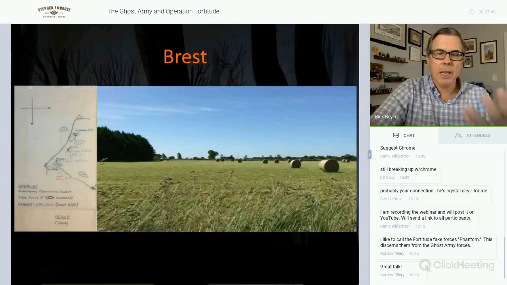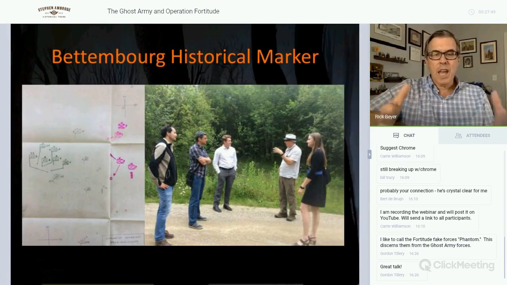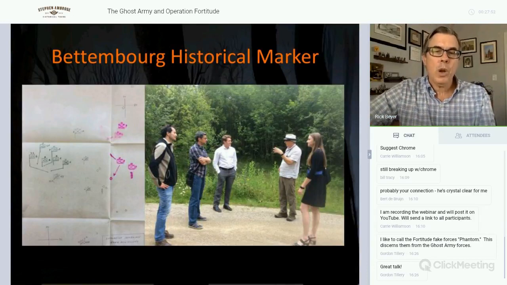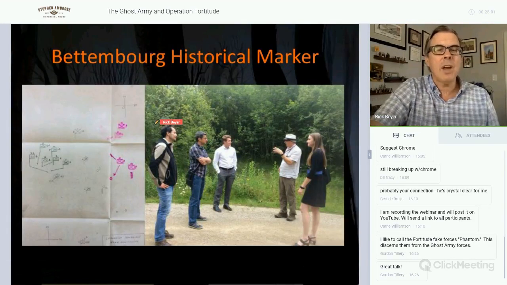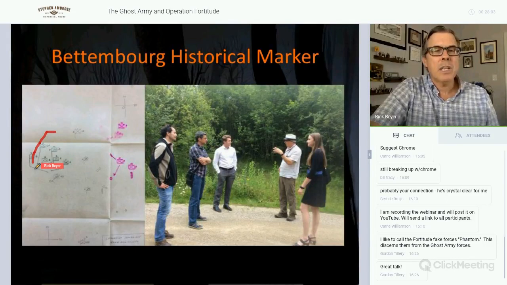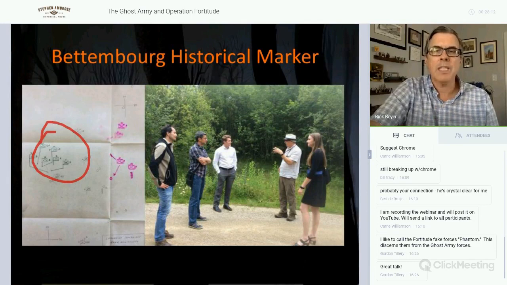And again, I'm putting this mapping information up on our Ghost Army Legacy Project website so that other people can do that as well. And then last news item, in September, we are going to be dedicating a Ghost Army historical marker in Bettenberg. We're bringing the tour there for the dedication. And again, I have done a lot of mapping, using the maps that I found in the archive, laying them over modern maps, matching things up so we could pinpoint the exact spot where the deception took place. And when I was there a few weeks ago, I met with folks from the U.S. Embassy and from the commune of Bettenberg to do that.